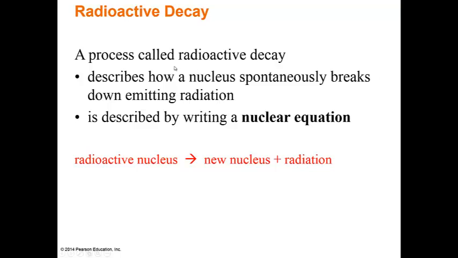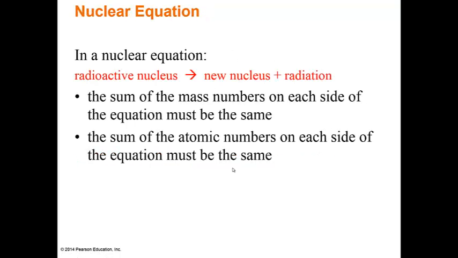All right, so the process called radioactive decay describes how a nucleus spontaneously breaks down, emitting radiation. And we've talked about the forms of radiation as well in alpha, beta, and gamma terms, okay? So radioactive nucleus becomes a nucleus plus radiation, all right? And the most common one we can think of is uranium. So in a nuclear equation, you have the radioactive nucleus that will equal the new nucleus plus the radiation.